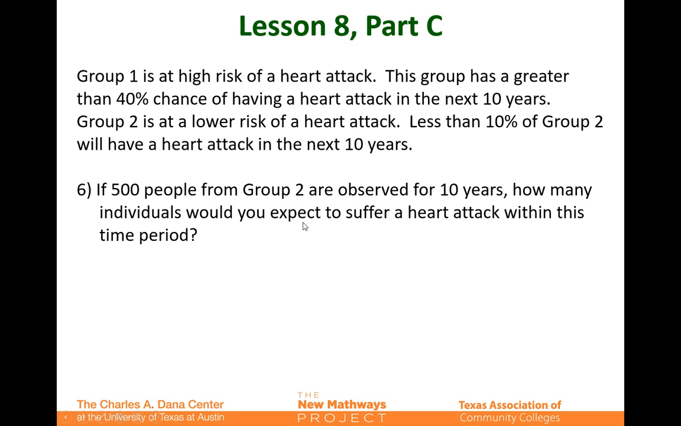Let's answer question 6. If 500 people from group 2 are observed for 10 years, how many individuals would you expect to suffer a heart attack within this time period? Well, if you're in group 2, it says less than 10%. So the very most heart attacks that we might expect would be 10%. So 10% of 500 people would be 50 people.